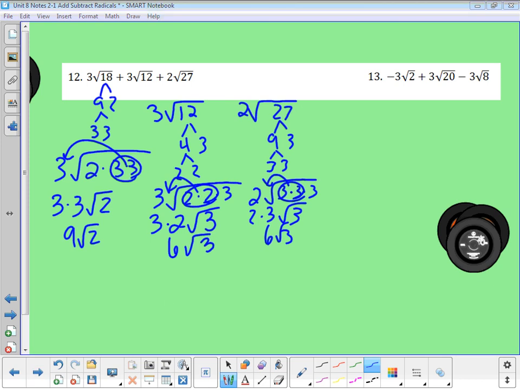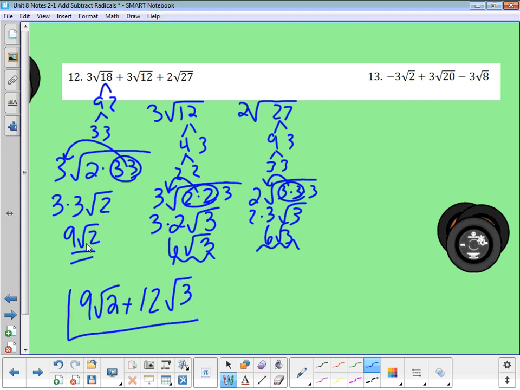So you notice that you can only add a couple of those together. Okay, so you can only add those square roots of 3 together. So this 9 square root of 2 is going to stay by itself. And then we're going to add those two. 6 square root of 3 plus 6 square root of 3 gives us 12 square root of 3. So that's your final answer right there.